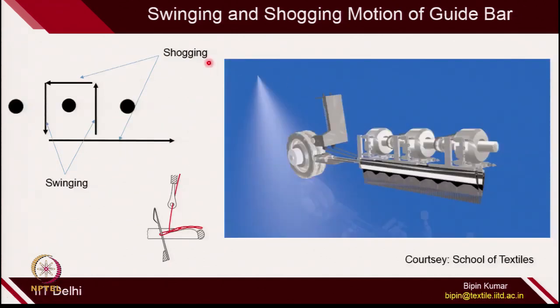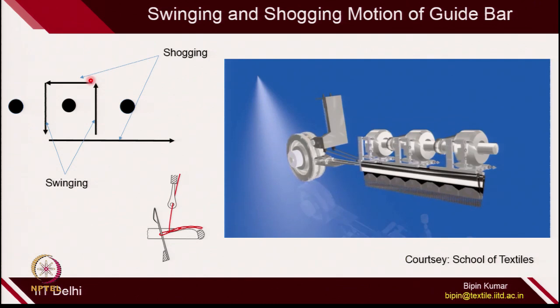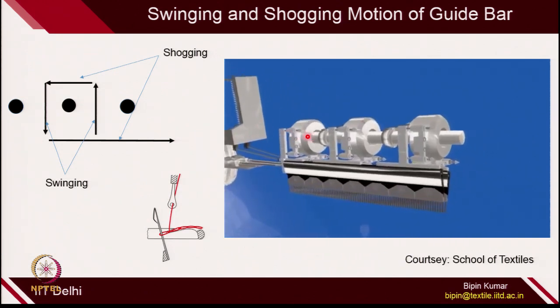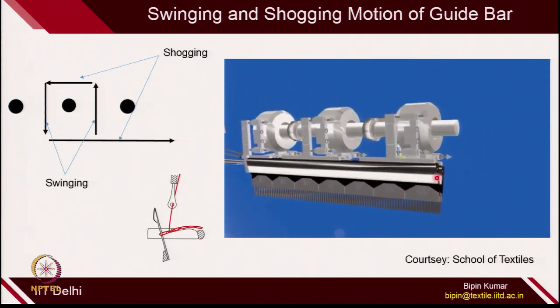The swinging and sagging motion of a particular guide bar, or individual guide you could say, because whether you talk about the movement of one guide or the related guide bar, it has the same meaning. The swinging and sagging motion is coming from the mechanical arrangement on the machine. This is the entire guide bar, which has so many guides attached, and you can see.